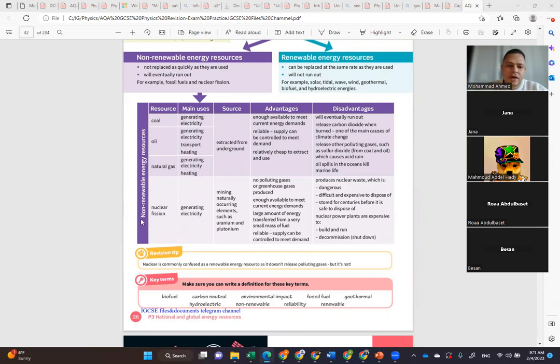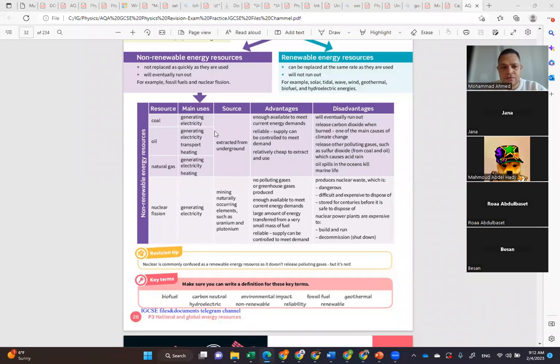So for the non-renewable resources, we have the first one, coal. Coal's main use is generating electricity. The sources of coal, oil, and natural gases are extracted from underground. Oil is used to generate electricity. Oil is also used for transportation and for heating. Natural gas is used for generating electricity and heating. And some cars are moving with natural gas nowadays. Source: all of them, the coal, oil, and natural gases, are extracted from underground.